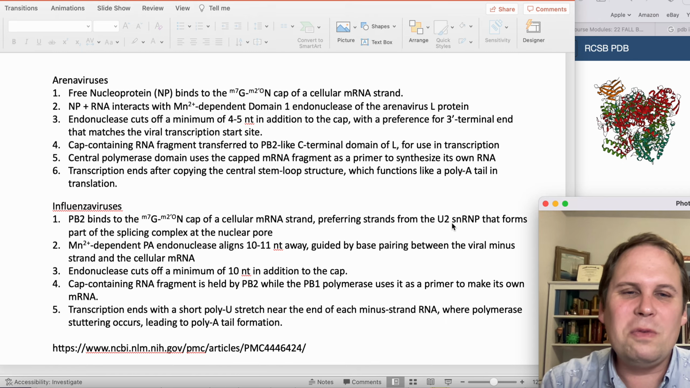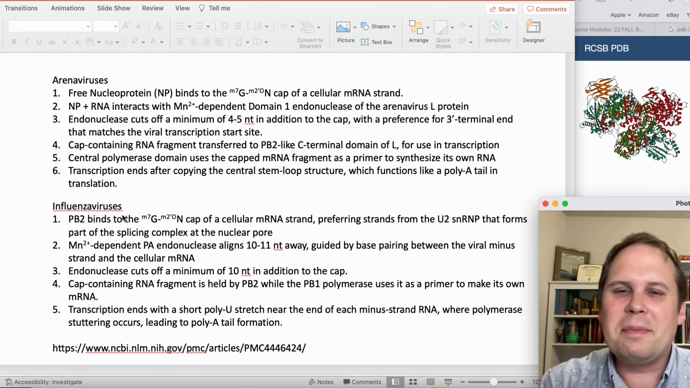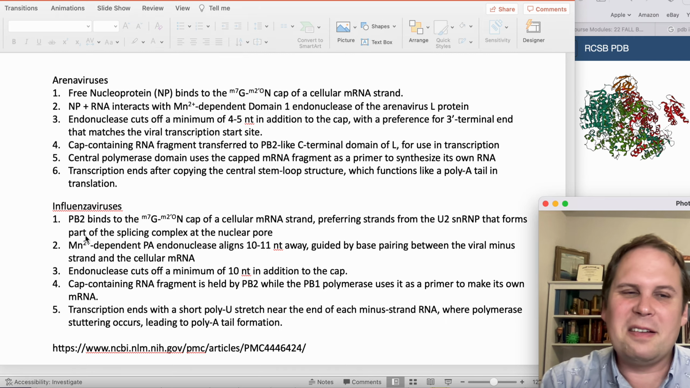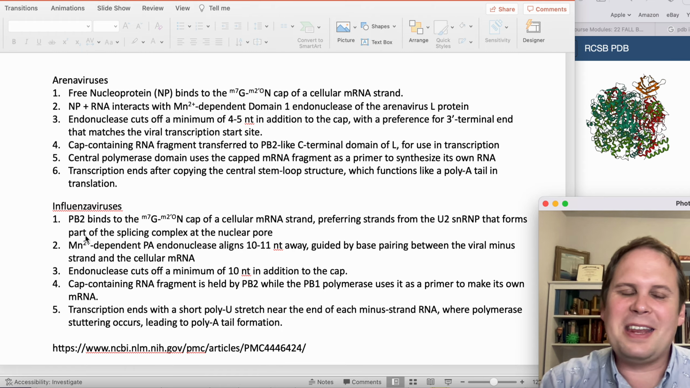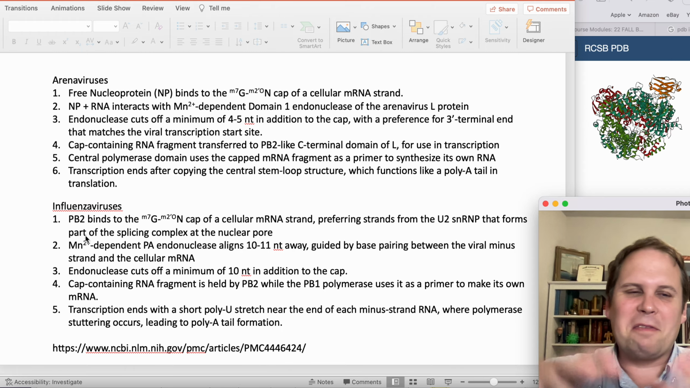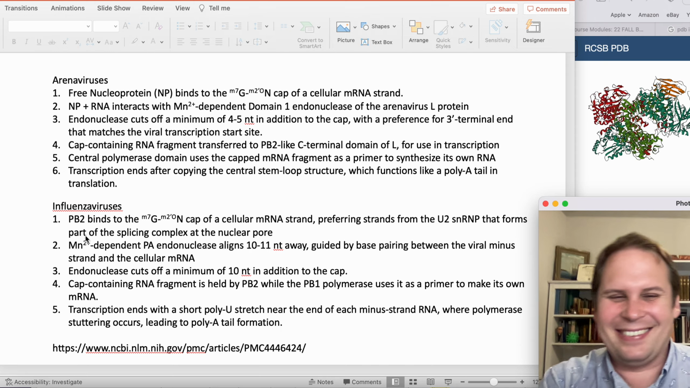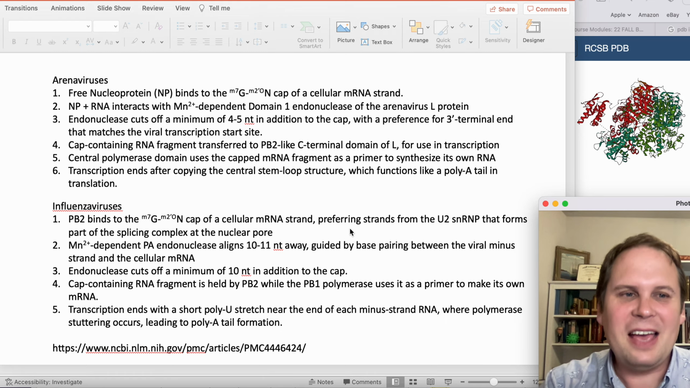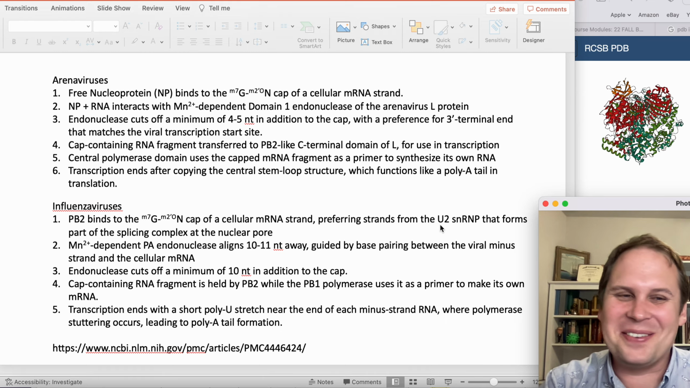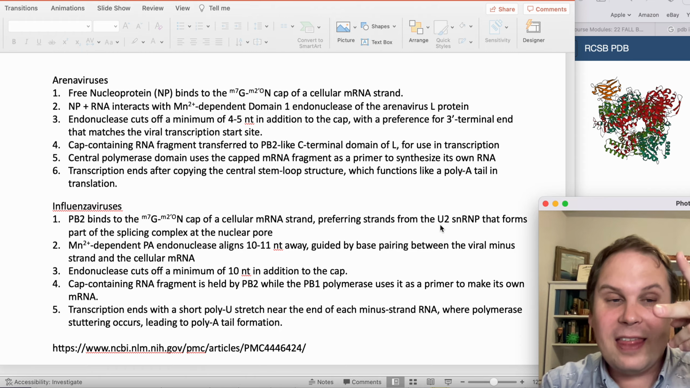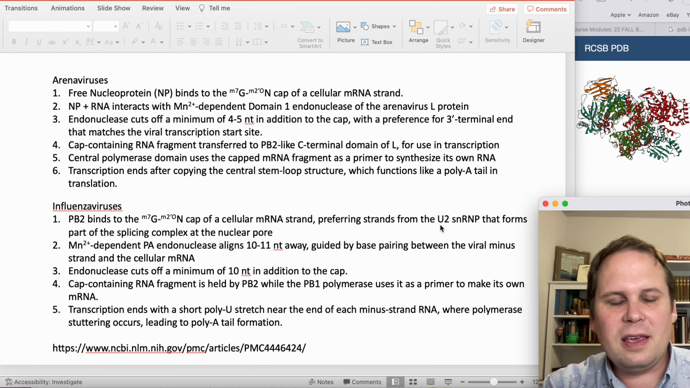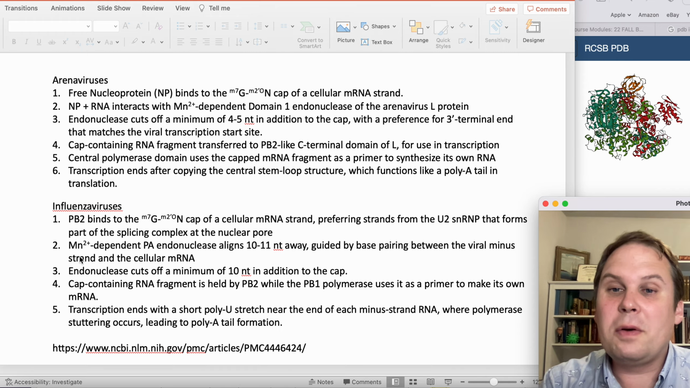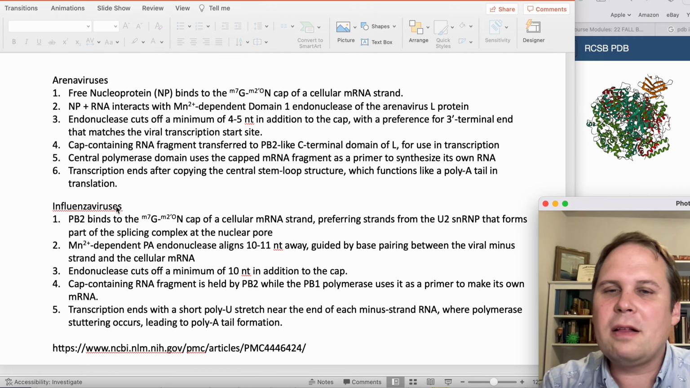It's going to steal that U2 snRNP that's going to form part of the splicing complex at the nuclear pore. And there's enough of these that it'll still work. And the virus has another way to get out. It's just going to ram its way out covered in protein, basically. It's a very violent little virus. But yeah, it demolishes the U2. So that's really cool. And it's going to take that to make all of the messenger RNAs that the virus needs to make. So this cap is going to be held by PB2.